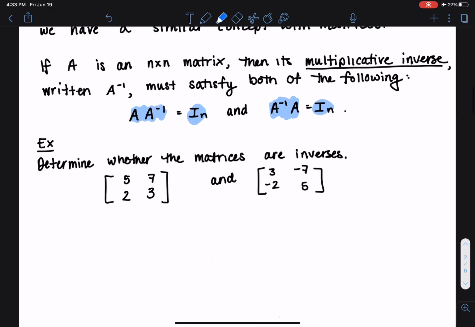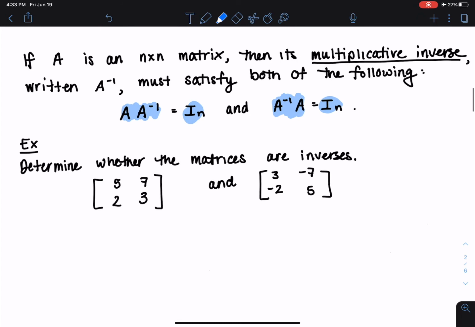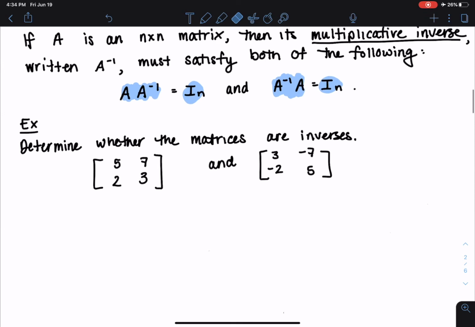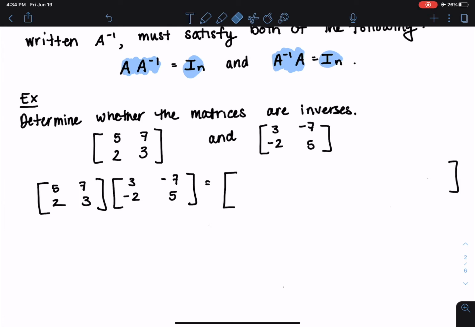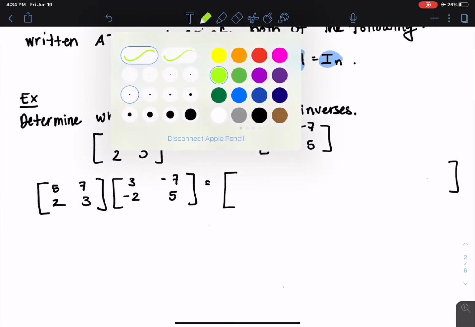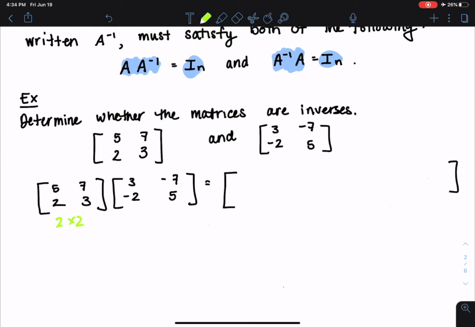So let's try to figure out... We'll come up with a process of how to actually find the inverse itself, but let's just start and see if two matrices are inverses of each other. And we're going to work with these two matrices pretty much for the rest of this section. So if I want to see if they're inverses, I've got to actually multiply them out. So we're going to get a 2 by 2 matrix in return, because this is a 2 by 2 multiplied by a 2 by 2.